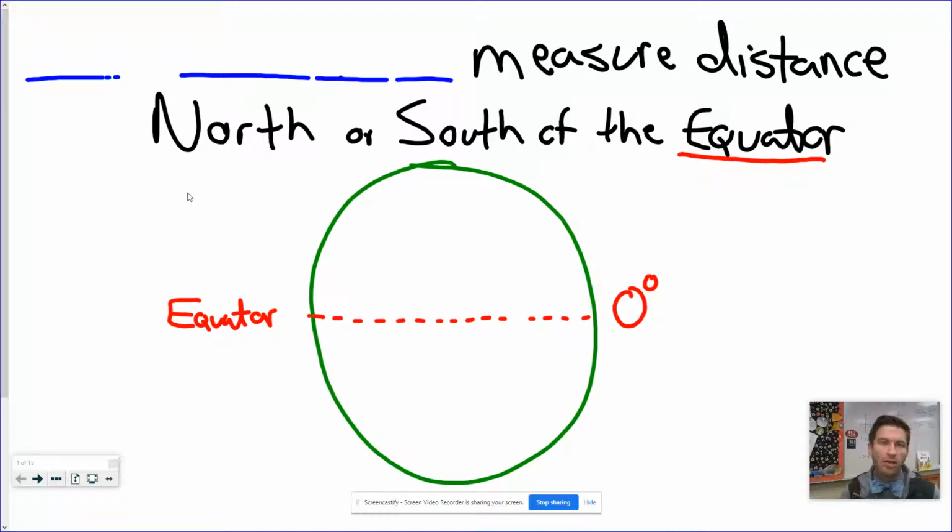Welcome to a crash course in latitude and longitude, specifically some major lines of latitude and longitude, and this idea of a global grid and how we can use latitude and longitude to locate absolute location. So we're just going to start off here.